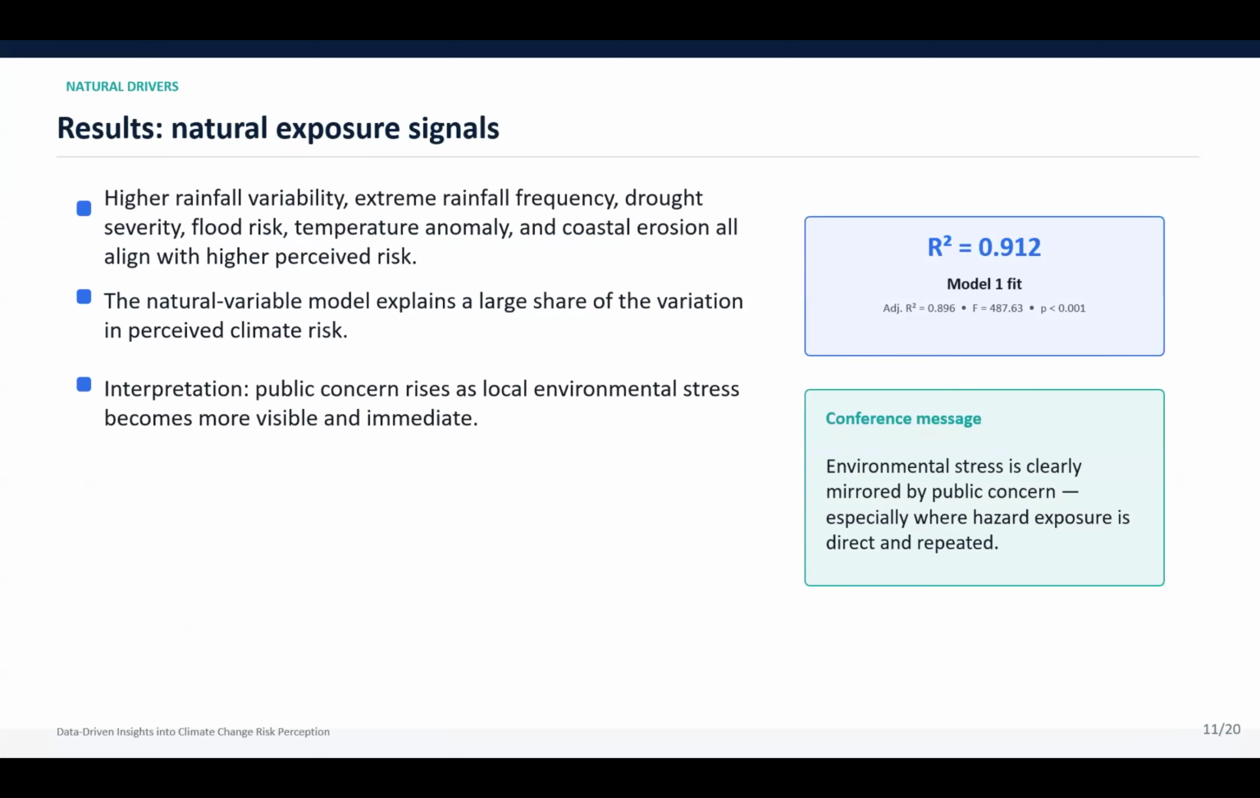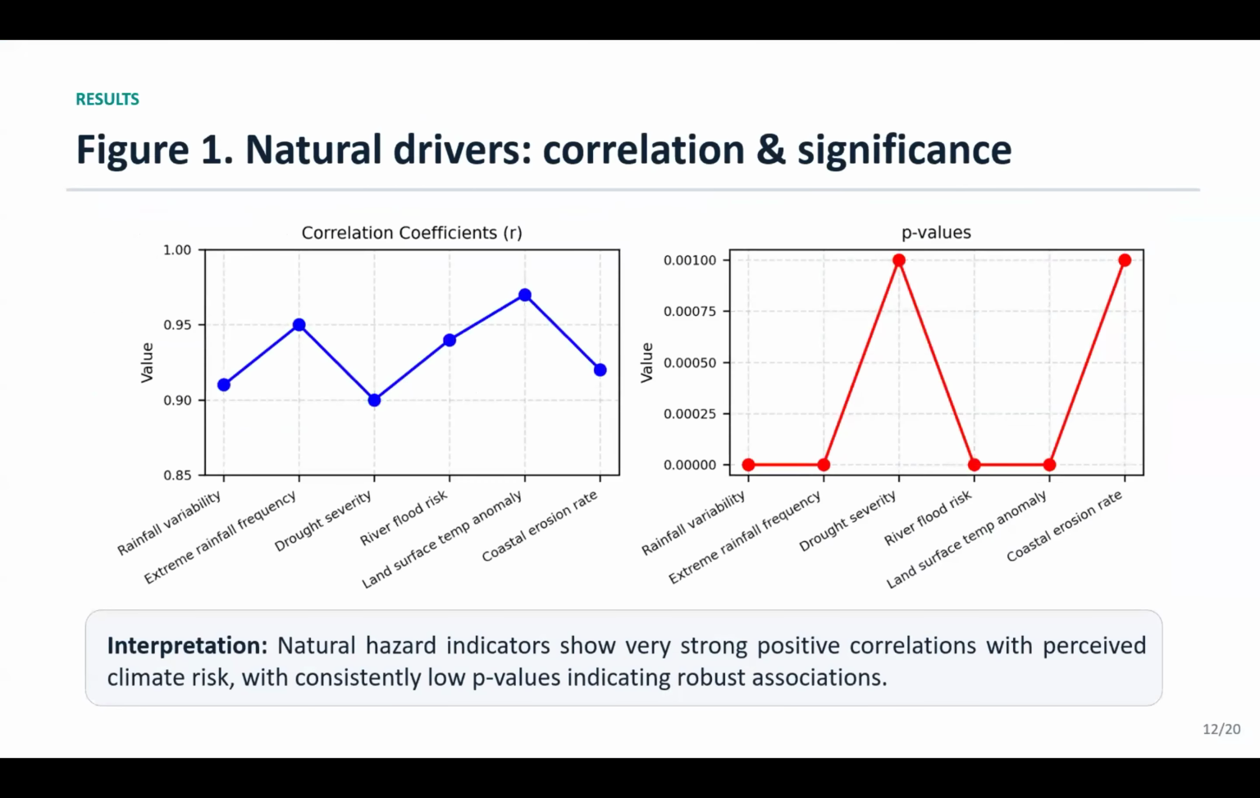If we discuss natural drivers, we collected six drivers and found that higher rainfall variability, more frequent extreme rainfall, greater drought severity, higher flood risk, stronger temperature anomalies, and coastal erosion are all associated with higher perceived climate risk. We already discussed the R squared and adjusted R squared values, which are highly significant overall. In this figure, we discuss the correlation and significance pattern for natural hazards. This figure reinforces the previous findings: environmental exposure is strongly associated with public concern. The physical reality of climate stress is reflected in how people think about climate risk.